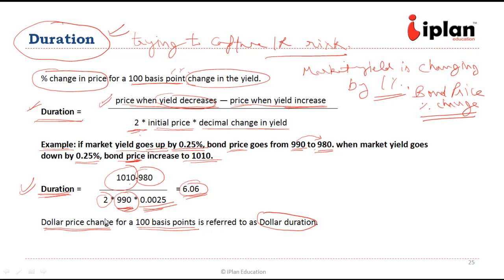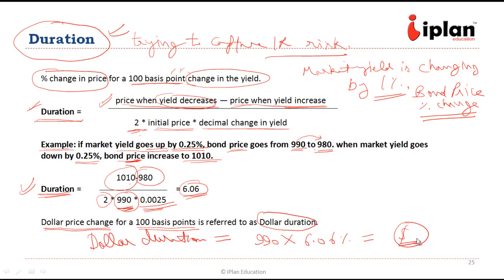So in this case, if we have to calculate the dollar duration, we can just take the price at the starting, which was 990, times the percentage duration, which is 6.06%. If we multiply, we get the dollar value. So this value will be equivalent to the change in the bond price which we are expecting when there is a 1% change in the market yield.